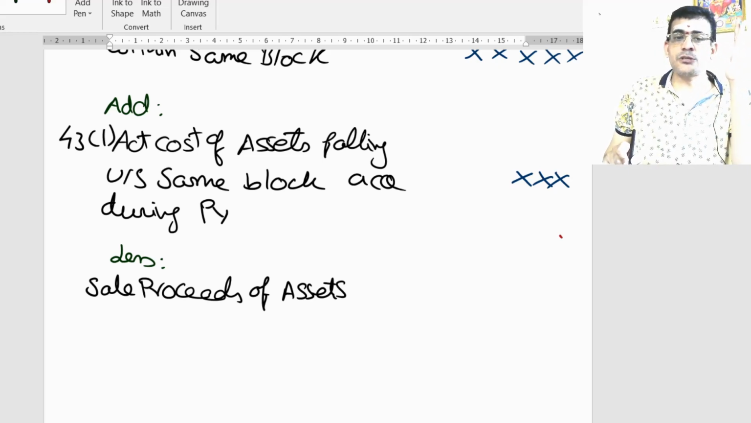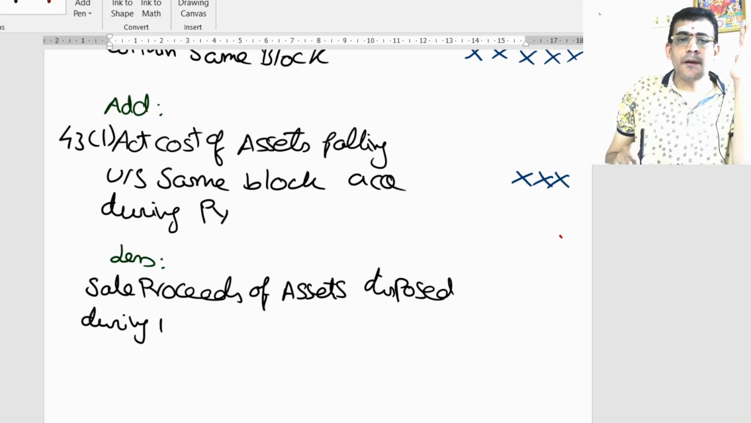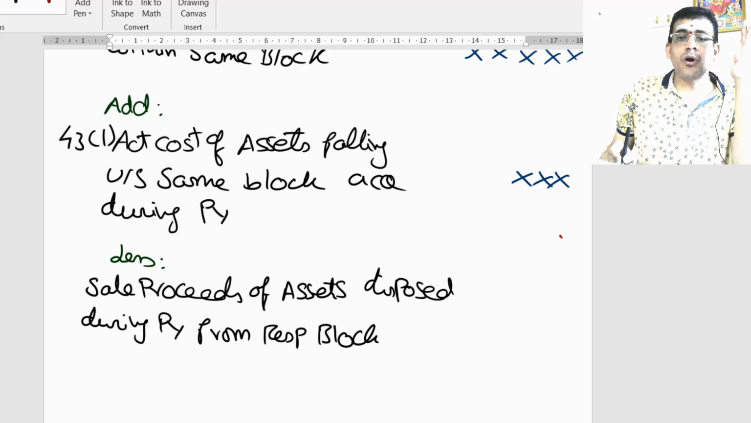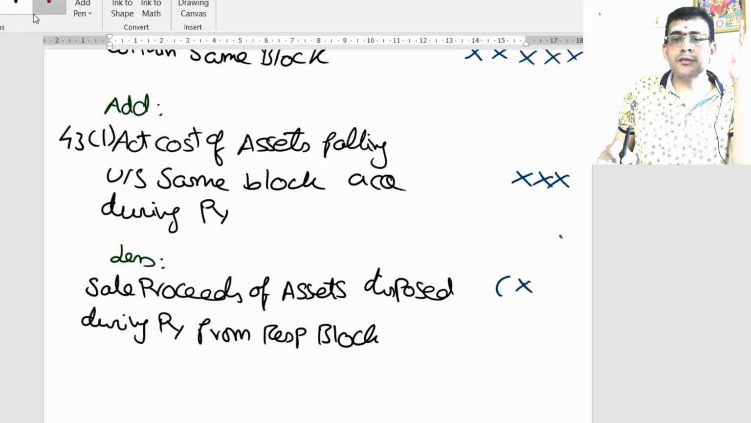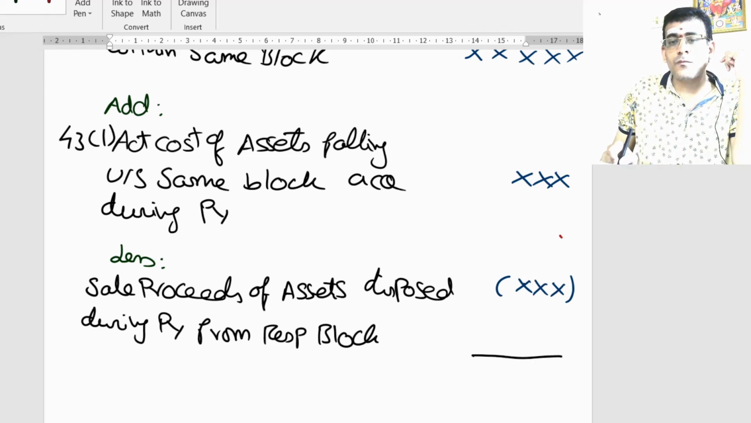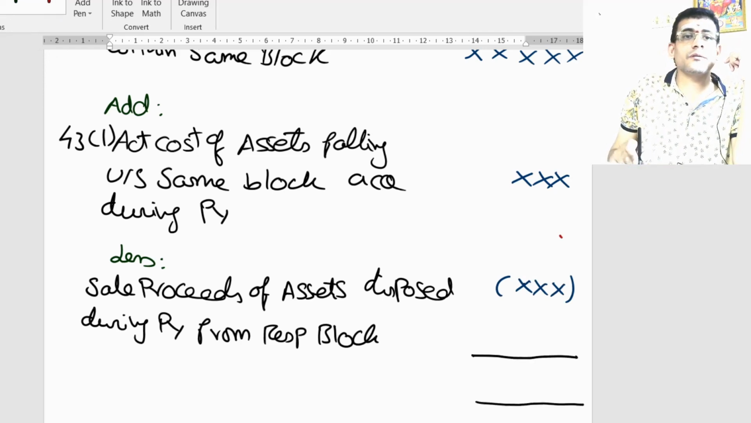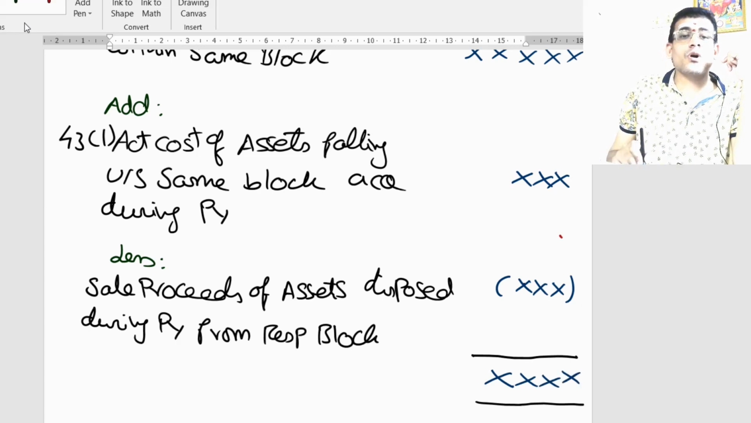Sale proceeds of assets disposed during the relevant previous year from the respective block. So from the respective block we need to reduce. Ultimately, let us put that in brackets and call this your deductions. Then if we close it here, we'll be getting some value. So what is this value called?